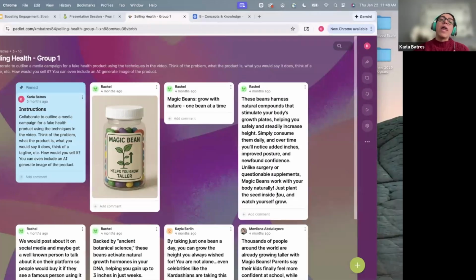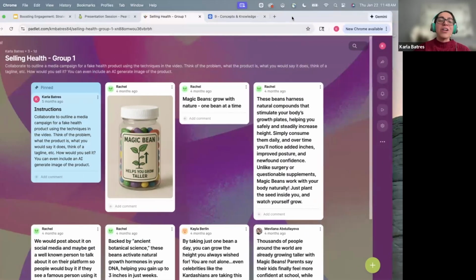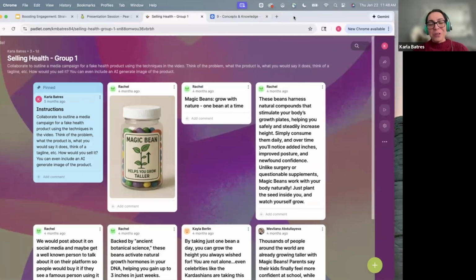So one of my favorite tools, and I know I said that I wasn't going to sell you on tools, but if there's one tool, right, that you should use if you're not, it's Padlet. Absolutely love this tool.